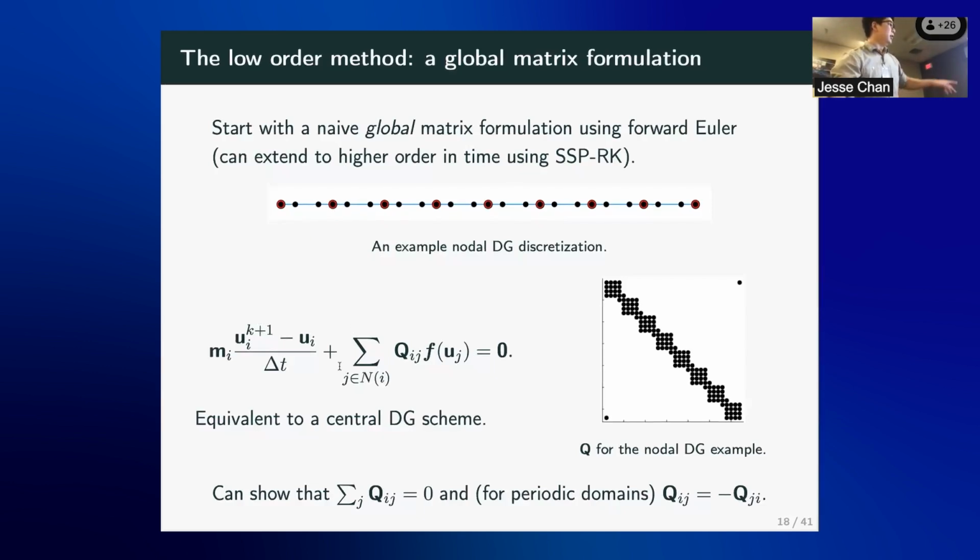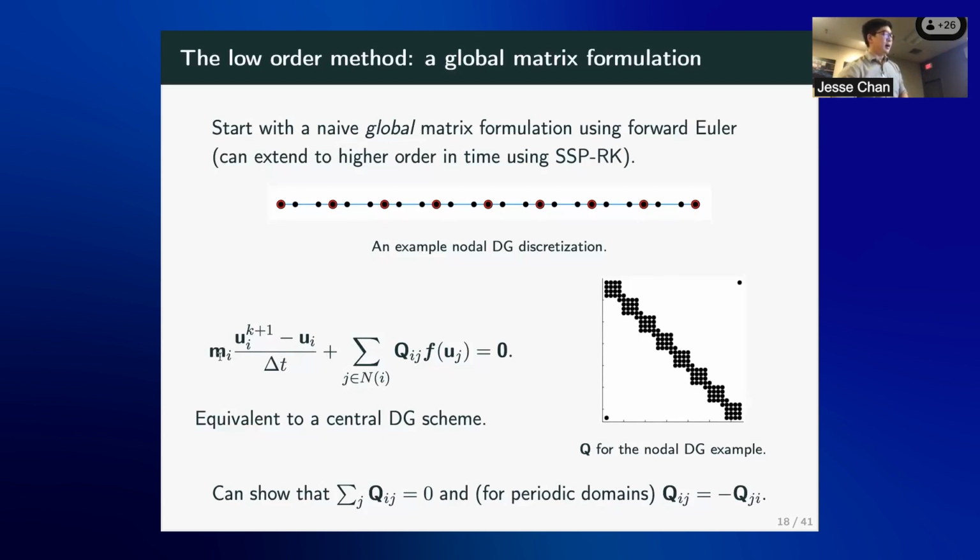So what we'll do is we'll build our low-order positivity preserving method, starting with a very poor choice of DG scheme. We'll take a nodal DG discretization over this entire mesh, and just for simplicity of presentation right now, I'm going to treat this using these global matrices.